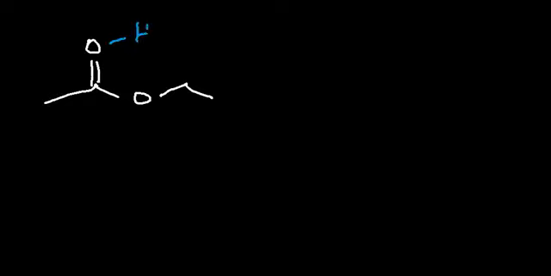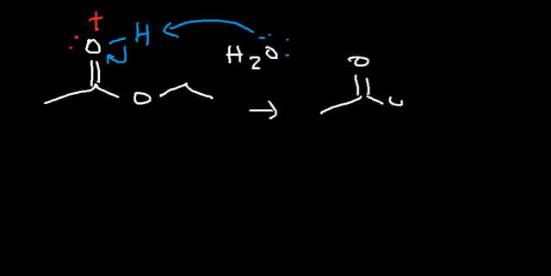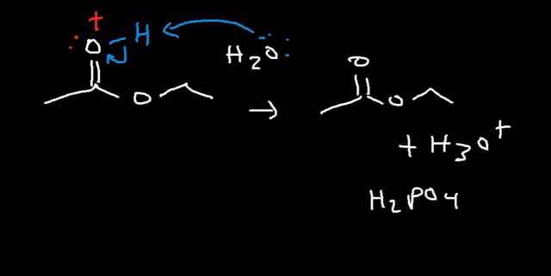So now we have a protonated ester. Now the water molecule that came out, we can use that to grab the hydrogen, or we can use another ethanol molecule too. It's the same. And so now we have ethyl acetate and H3O+. We still have the H2PO4- in solution somewhere. So if these two react, we can regenerate the H3PO4 catalyst that we had at the beginning.